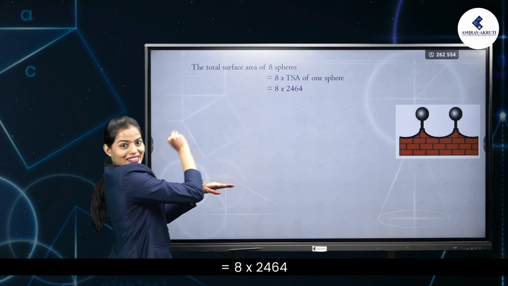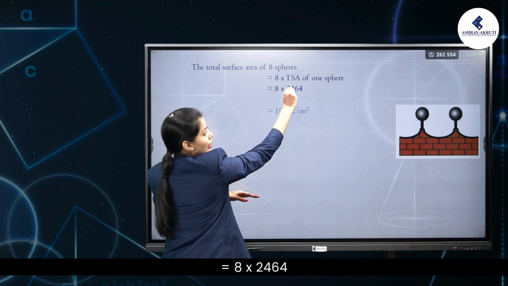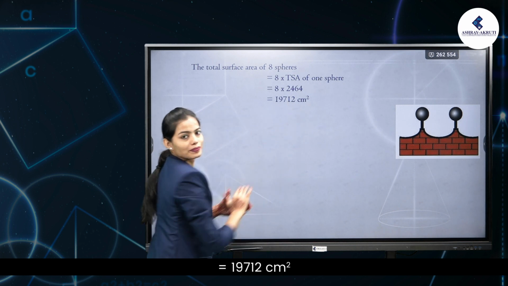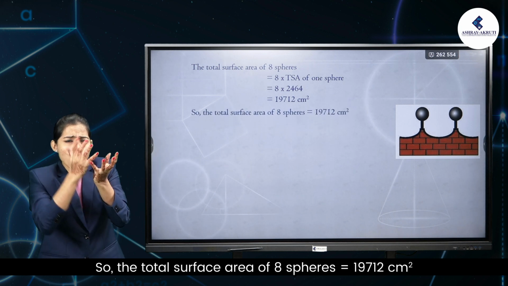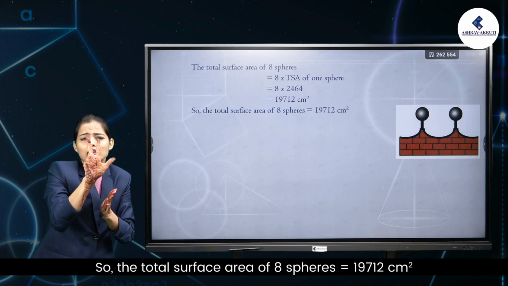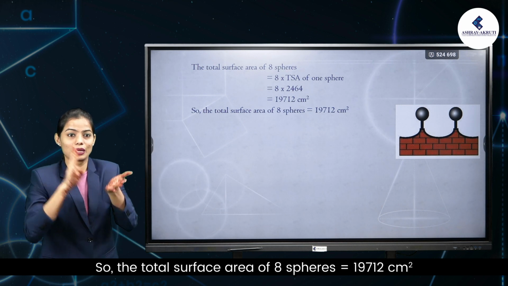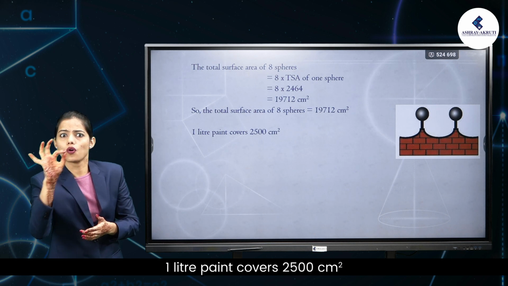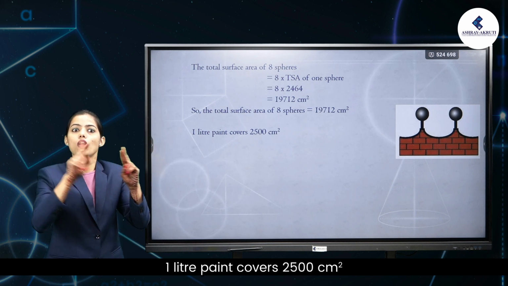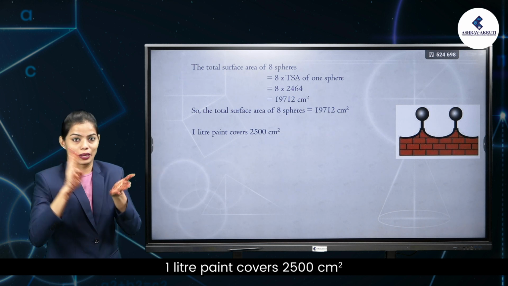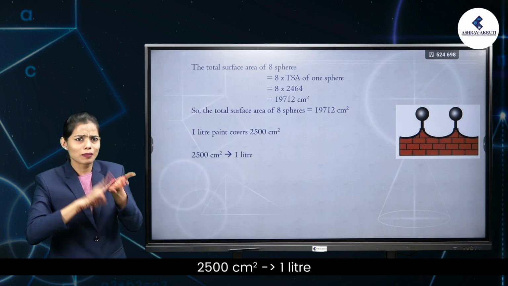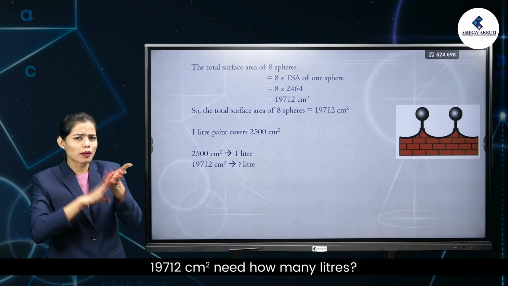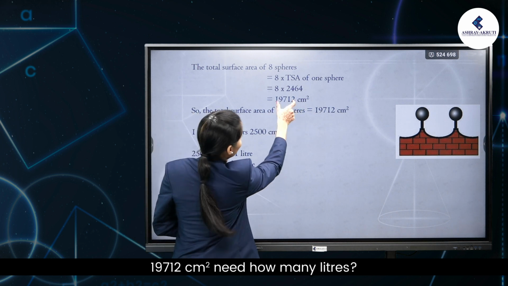is equal to 8 into 2464, is equal to 19,712 centimeters square. So, the total surface area of 8 spheres is equal to 19,712 centimeters square. Given 1 liter paint covers 2500 centimeters square, 2500 centimeters square is equal to 1 liter. 19,712 centimeters square need how many liters?